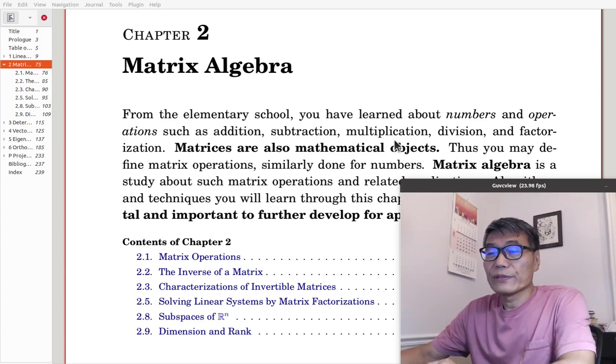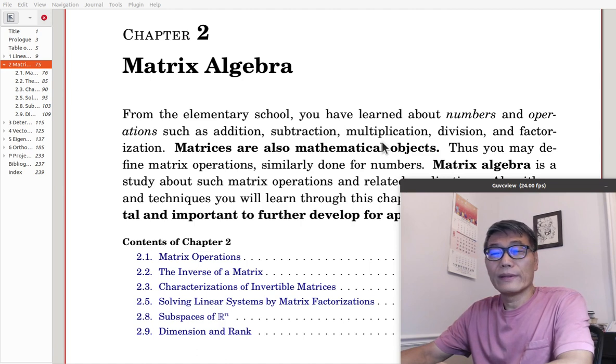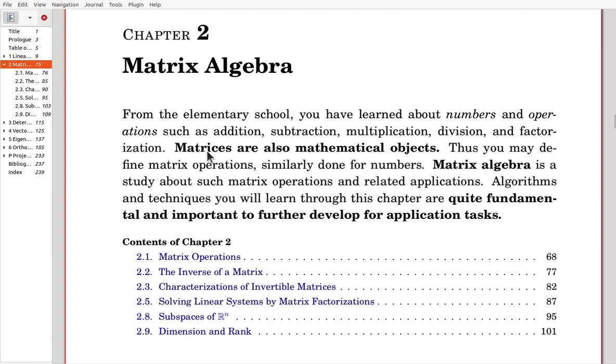Now we begin chapter 2, Matrix Algebra. From elementary school, you have learned about numbers and operations such as addition, subtraction, multiplication, division, and factorization. Matrices are also mathematical objects, so you may define matrix operations similarly to those done for numbers. Matrix algebra is a study about such matrix operations and related applications.